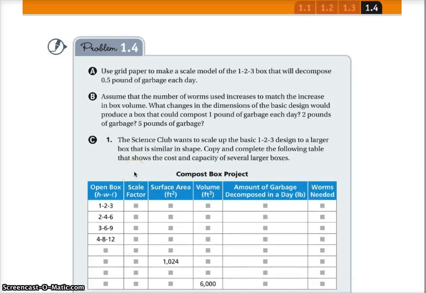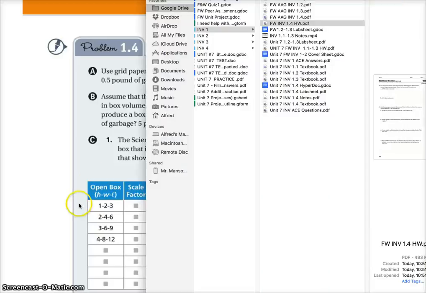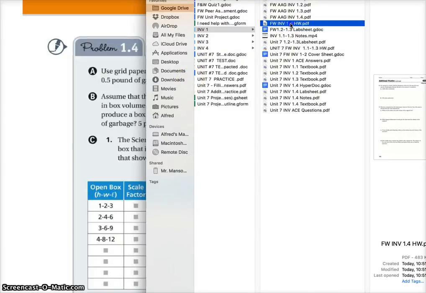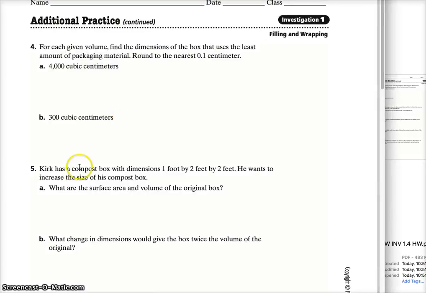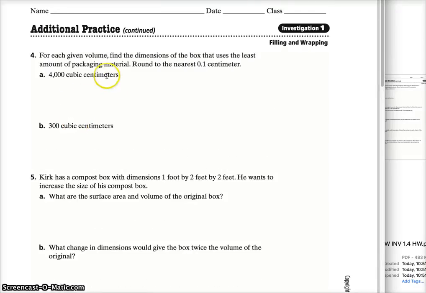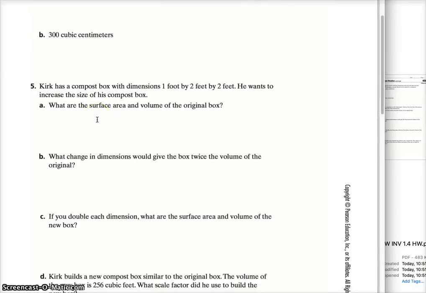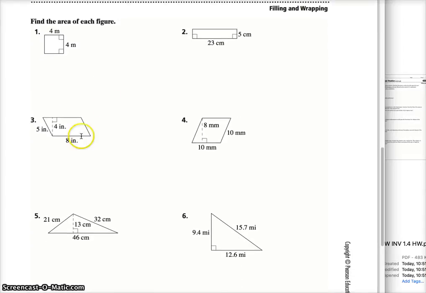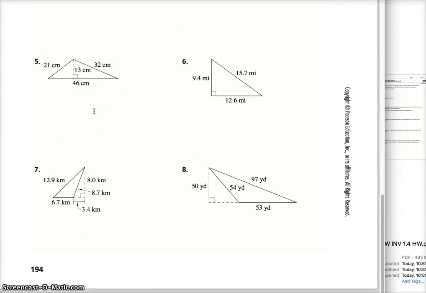Okay. Your homework will be posted online as well. Your homework will look like this. It'll be additional practice. Two pages. This should be on your collection on the way in. It's talking about dimensions of a box and boxes increasing in size, and a little bit of practice on finding areas of different shapes.